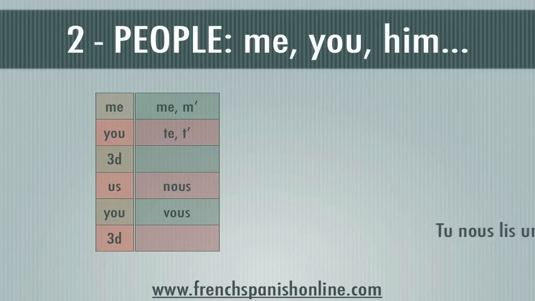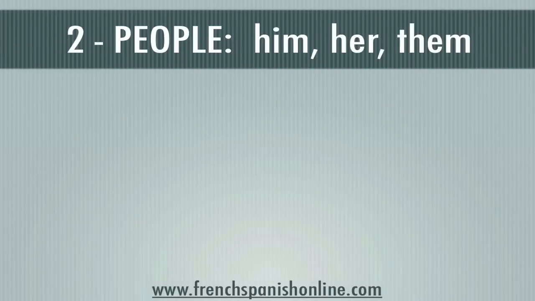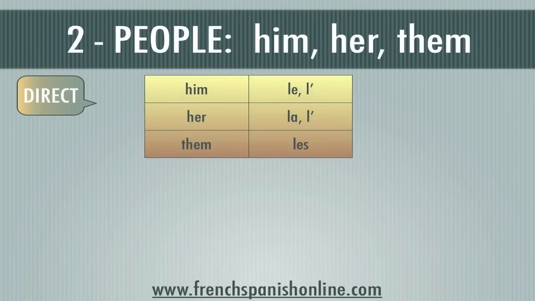Okay? So now let's start with a direct object, because the difficulty comes from the third person, which is different. For direct object, to translate him, we say le or l apostrophe, her la, L apostrophe, and the plural them is les. It's like things, actually. I see her. Okay, her is a direct object after the verb, so the translation will be je la vois. Okay?